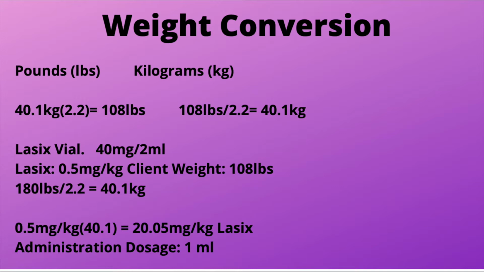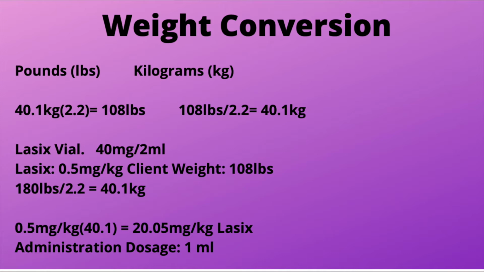So in this particular example, this is just a medication. This has nothing to do with herbs, but I just want to illustrate more on how you use these conversions. So let's take Lasix, which is a diuretic, in a vial which is 40 milligrams per 2 mils. So 1 mil equals 20 milligrams in this vial. So the standard dose of Lasix is 0.5 milligrams per kilogram. And the milligrams is the amount and the kilograms is the weight.